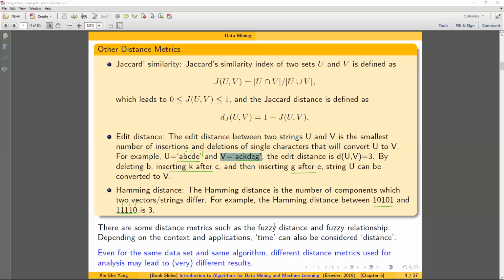There's some other distance as well, right? It's called fuzzy distance, fuzzy relationships, and depending on the context and the applications, time can also be considered as distance. Even for the same data set and same algorithm, different distance metrics used for analysis may lead to very different results. That's just something you should be aware of, and you should be picking the proper distance metric for your analysis. And the majority of the time in algorithms or packages, there will be some recommended distance that you should be using.